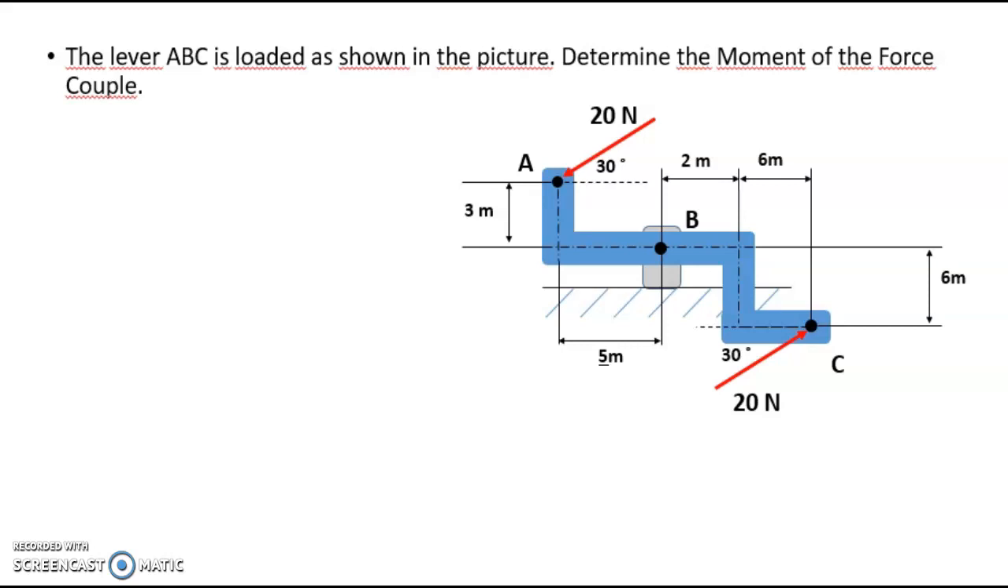So let's work with this example. We've got the lever A, B, and C that's loaded as shown. We've got a couple of forces of 20 newtons with a 30 degrees inclination about the horizontal, and they have different senses, so they can work as a couple. Let's determine the moment of the force.